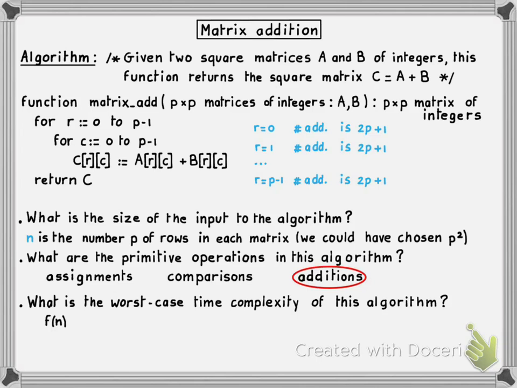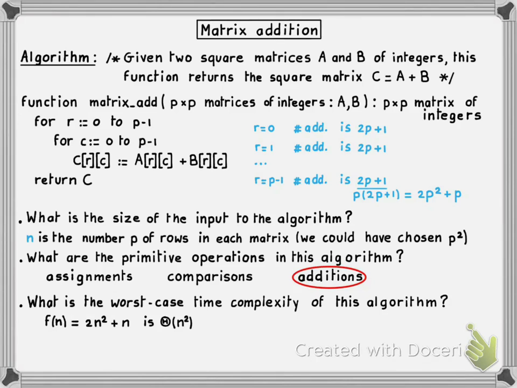So now that we have accounted for all of the additions, we can go ahead and do the addition. We have 2p plus 1. We have p lines, so we have p times 2p plus 1, which of course is equal to 2p squared plus p. Now remember, when determining the time complexity of the algorithm, the input is called n, and n is equal to p, so f of n is just 2n squared plus n. And of course, we know from our previous study that this function is big theta of n squared. So in other words, the matrix addition algorithm is an n squared time algorithm.